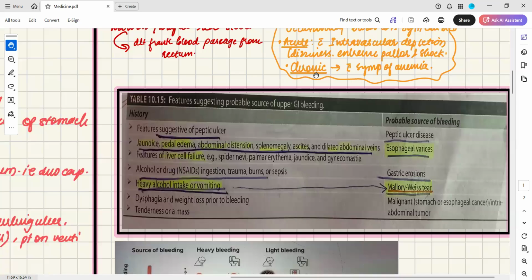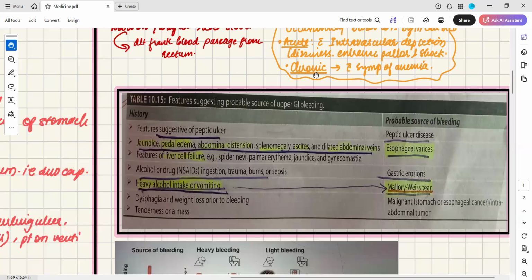But if the patient presents with liver disease stigmata, that is jaundice, pedal edema, abdominal distension, splenomegaly, ascites, dilated abdominal veins, spider nevi, palmar erythema, or gynecomastia, we can say it is due to variceal causes. If the patient presents with alcohol or unsafe ingestion, trauma, burn, or sepsis, it is due to erosive gastritis. Heavy alcohol intake or vomiting suggests Mallory-Weiss tear. And weight loss, dysphagia, a mass or tenderness can be due to malignant causes: stomach or esophageal cancer, or intra-abdominal tumor.